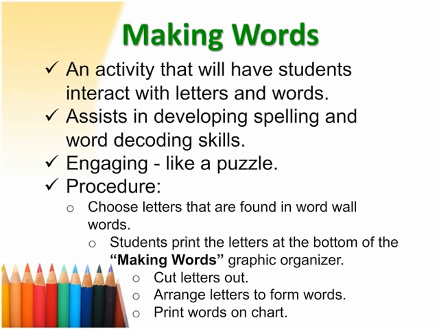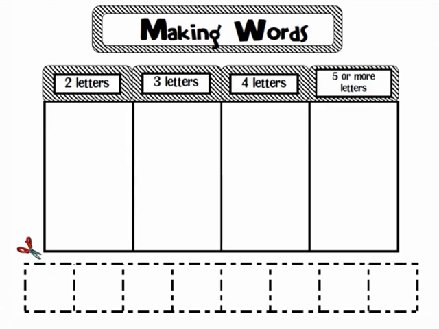Making words is an activity that will have students interact with letters and words. It assists in developing spelling and word decoding skills and is engaging like a puzzle. This is the procedure that you would follow. First, you would choose letters that are found in word wall words. The students would print the letters at the bottom of the Making Words graphic organizer that is found on the next slide and is part of the handout package. Have the students cut out the letters and arrange the letters to form words. Then they would print the words on the chart. As you can see, this graphic organizer could be used over and over again in your classroom. With it, the children are challenged to build words of 2 to 5 or more letters.